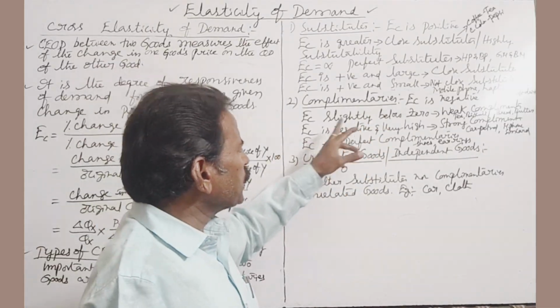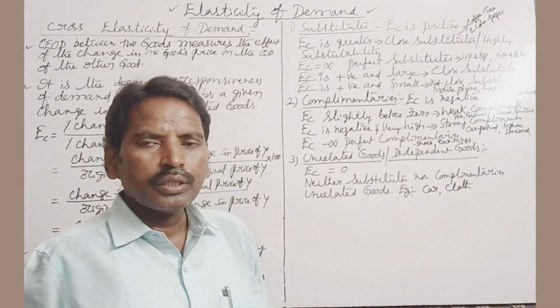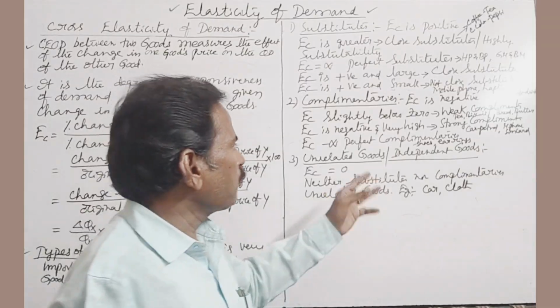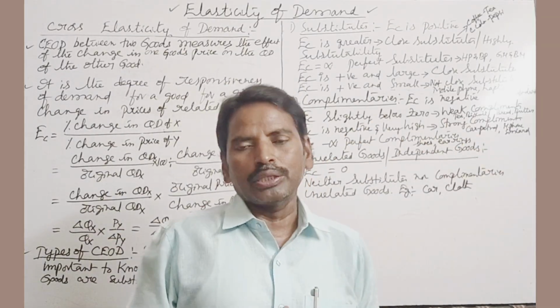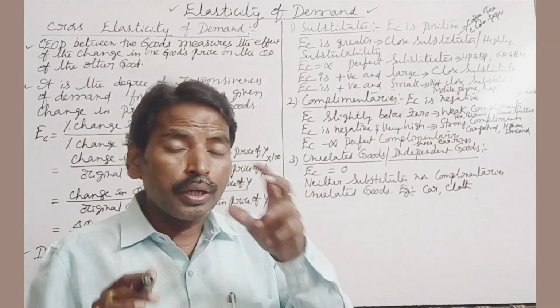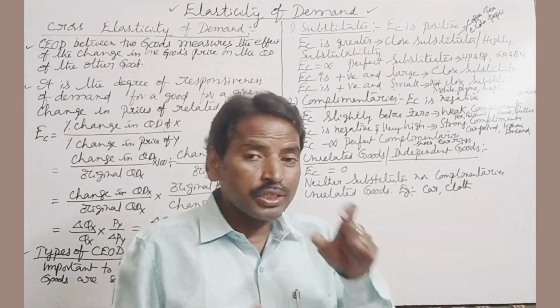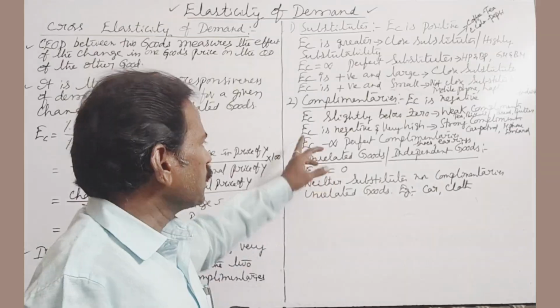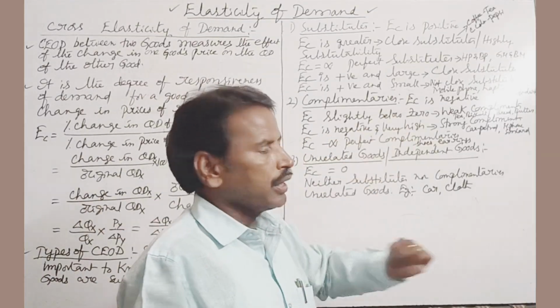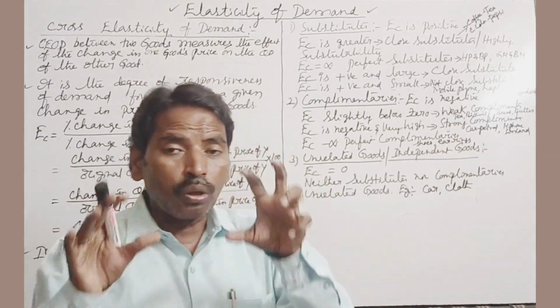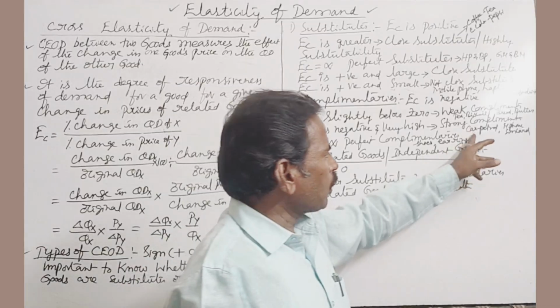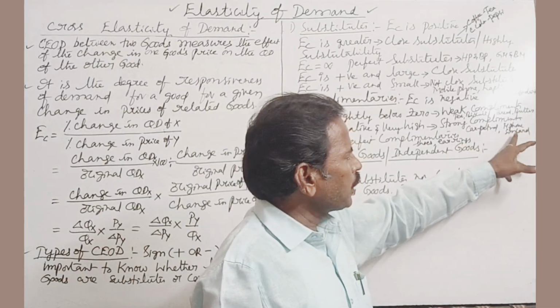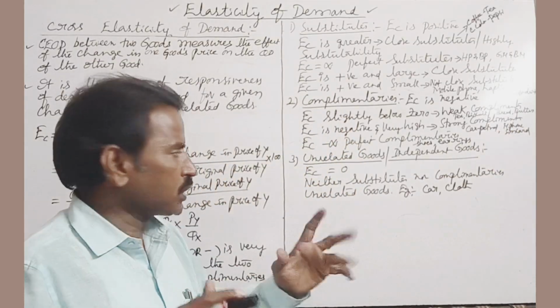Next, EC is negative and very high: strong complements. For example, car and petrol, pen and ink, mobile phone and SIM card, lock and key. Those goods are called strong complements.